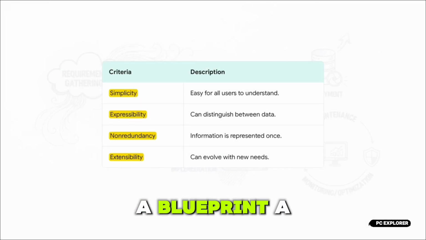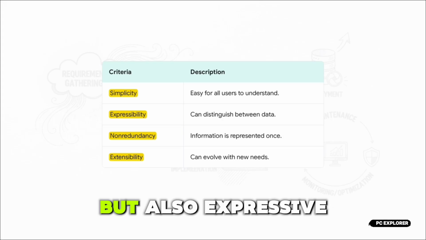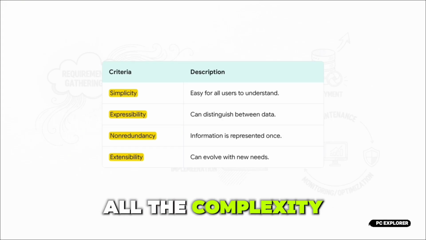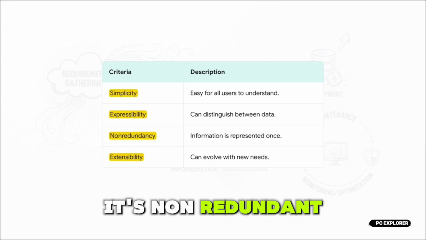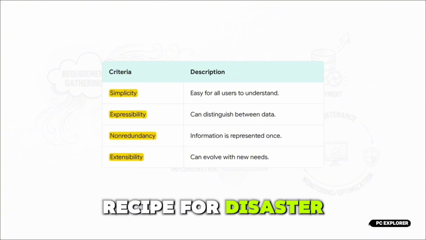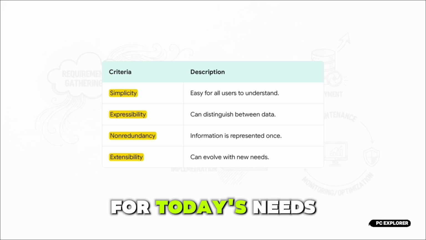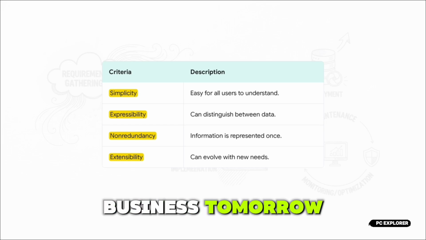So what makes a blueprint a great blueprint? Well, it really comes down to 4 key things. A great design is simple enough for everyone to understand, but also expressive enough to handle all the complexity. It's non-redundant, because storing the same information in multiple places is an absolute recipe for disaster. And maybe most importantly, it's extensible. It's built not just for today's needs, but ready to grow with the business tomorrow.